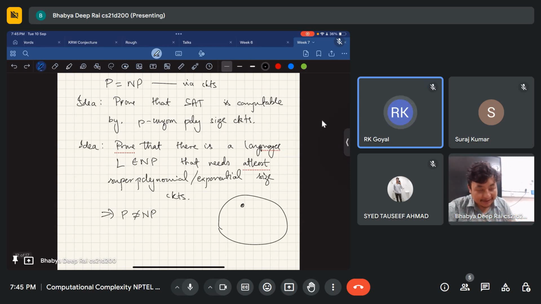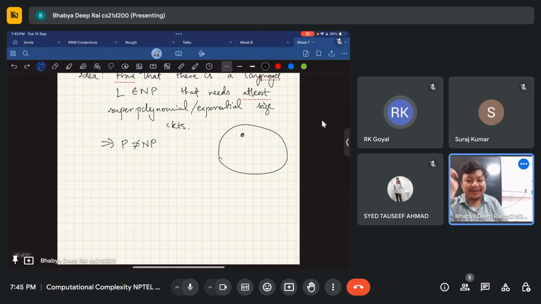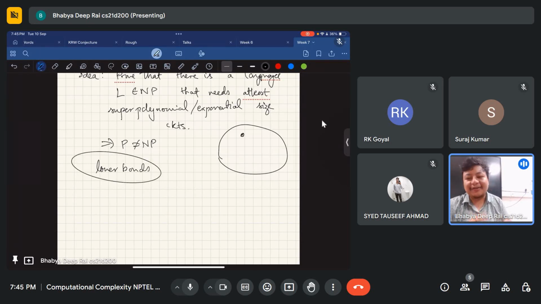So that's one way to separate P and NP, and these are what are called circuit lower bounds, and this is a huge area of study. People tried attacking P versus NP using lower bounds left and right, and unfortunately, what we need is a super polynomial size lower bound. The best known lower bound is some 5n.